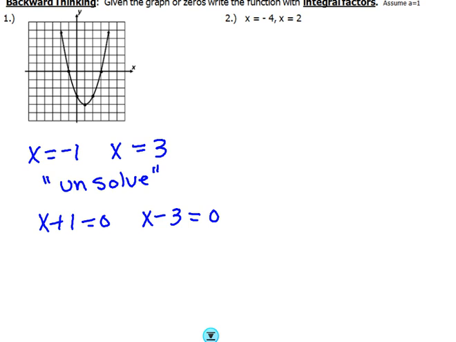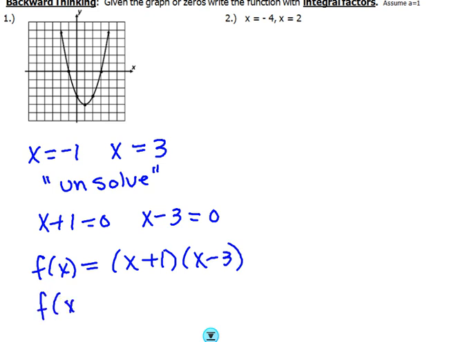Well, I'm going backwards, right? So now it's like I've done the zero product property, and now to factor it, and this is an equation, they want us to write the function, so f of x is equal to x plus 1 times x minus 3. And if I want it in standard form, I'm just going to FOIL it. So x squared minus 3x plus 1x is negative 2x minus 3. Because I said our a is 1.